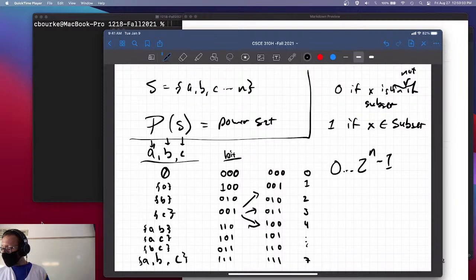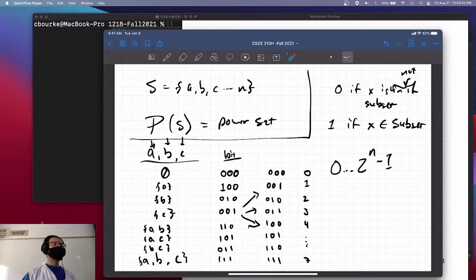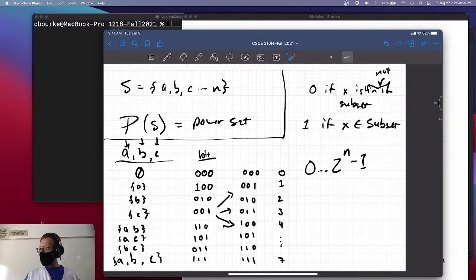What if I only wanted to generate, say, the doubletons, the pairs, or the singletons, or if n is 100 and I only want subsets of size 10, right? Do I have to generate every single possible subset? No, I'm only interested in those that contain 10 elements. And that, at least from one perspective, is polynomial with respect to n.